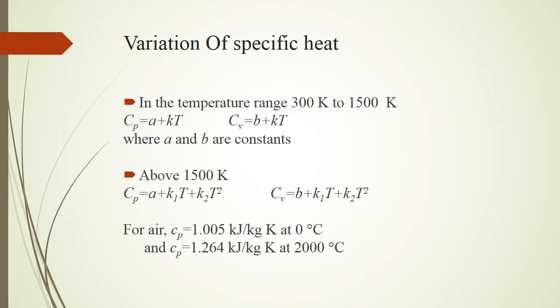Now above 1500 Kelvin, the specific heat increases much more rapidly, and then it can be expressed by the following relation, that is Cp is equal to A plus K1T plus K2T square, and Cv is equal to B plus K1T plus K2T square. Here if the term K2T square is neglected, it becomes the same as the equation shown above, that is for the temperature range 300 Kelvin to 1500 Kelvin.